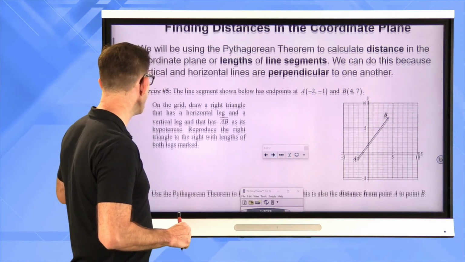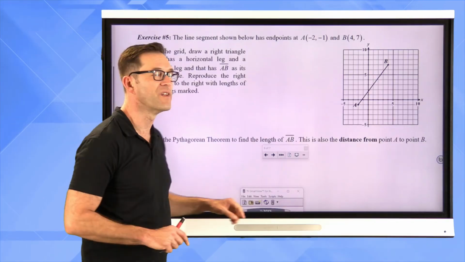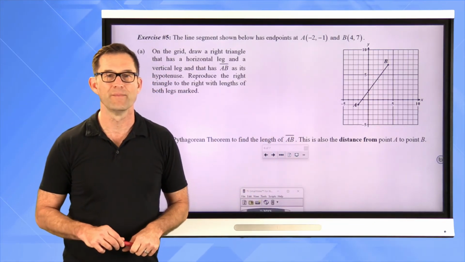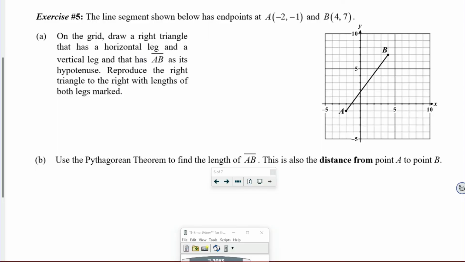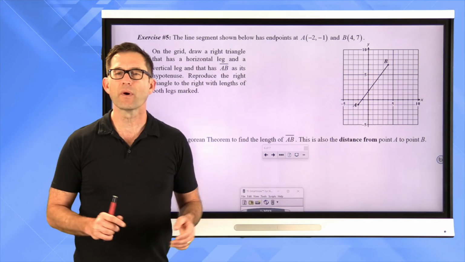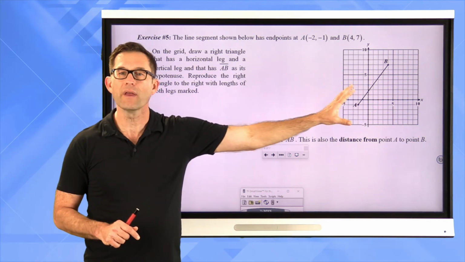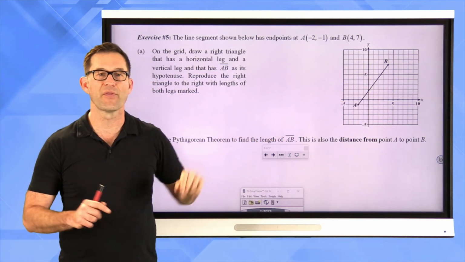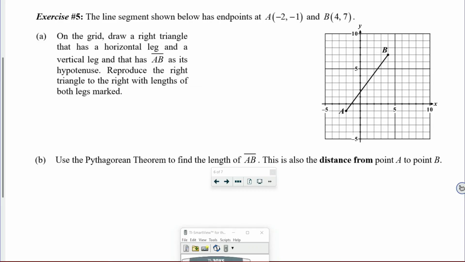So let's take a look at finding the length of a line segment or the distance between 2 points in the coordinate plane. Exercise number 5. The line segment shown below has endpoints at A (-2, -1) and B (4, 7). On the grid, draw a right triangle that has a horizontal leg and a vertical leg, and that has AB as its hypotenuse. Reproduce the right triangle to the right with lengths of both legs marked. Here's what I mean, right? The coordinate grid is very helpful when it comes to things like right triangles and the Pythagorean theorem, because I can draw in this right triangle.